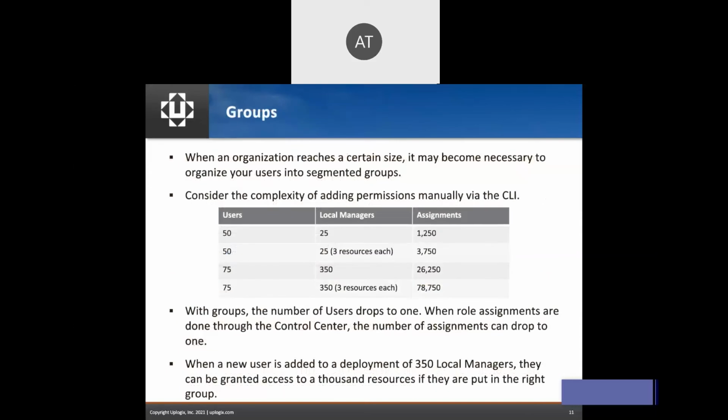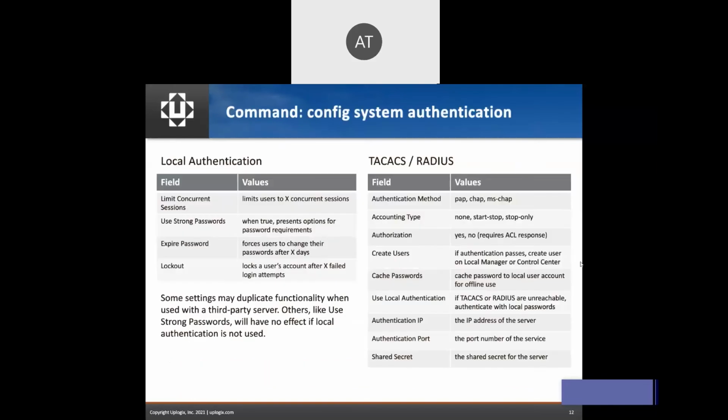So groups, of course. When you have a lot of users, you don't want to configure this stuff on the command line one-sie two-sie. So we have a group system where users can be assigned to a group, and then those permissions, those roles, can be assigned to the whole group instead of just one user at a time. This is just a table of how many clicks you have to do if you're doing it one-sie two-sie.